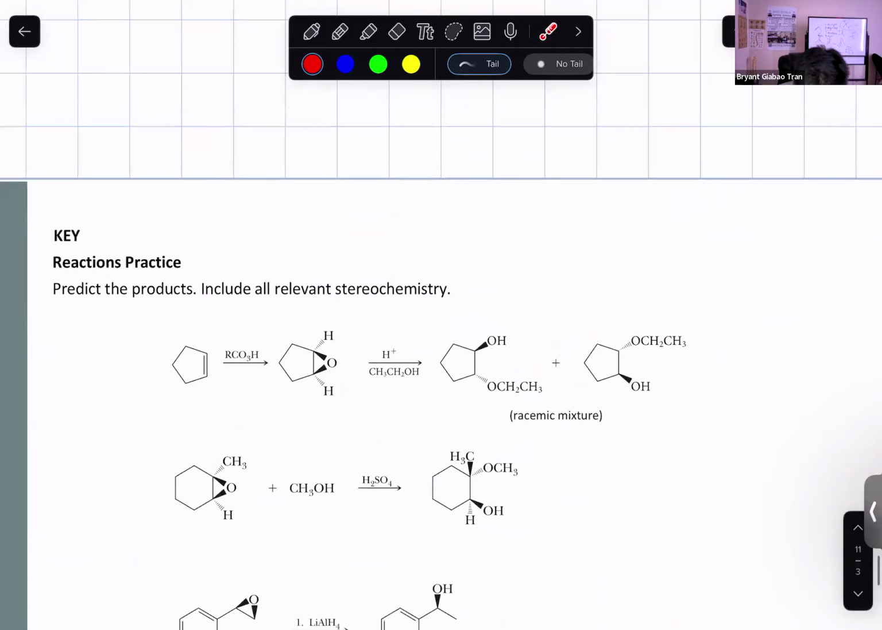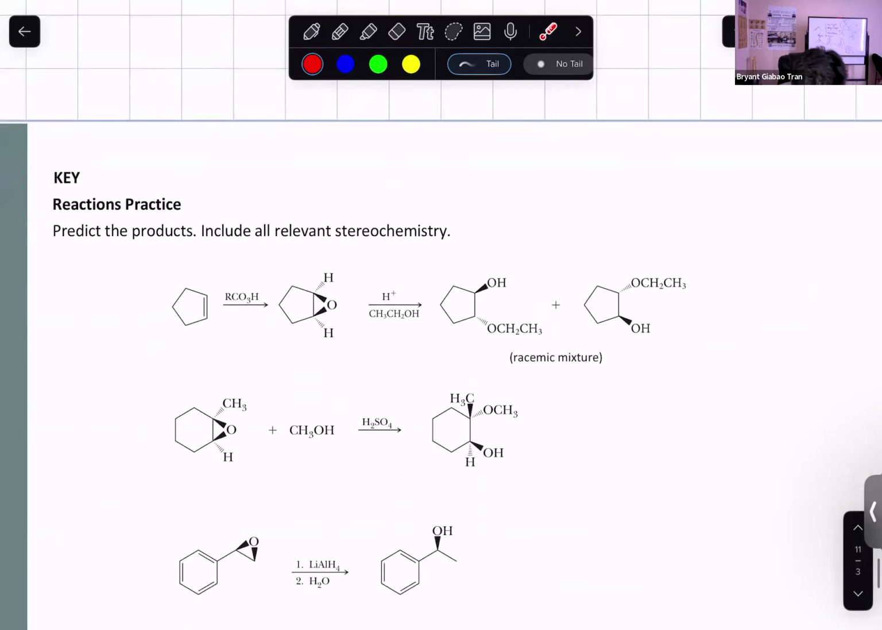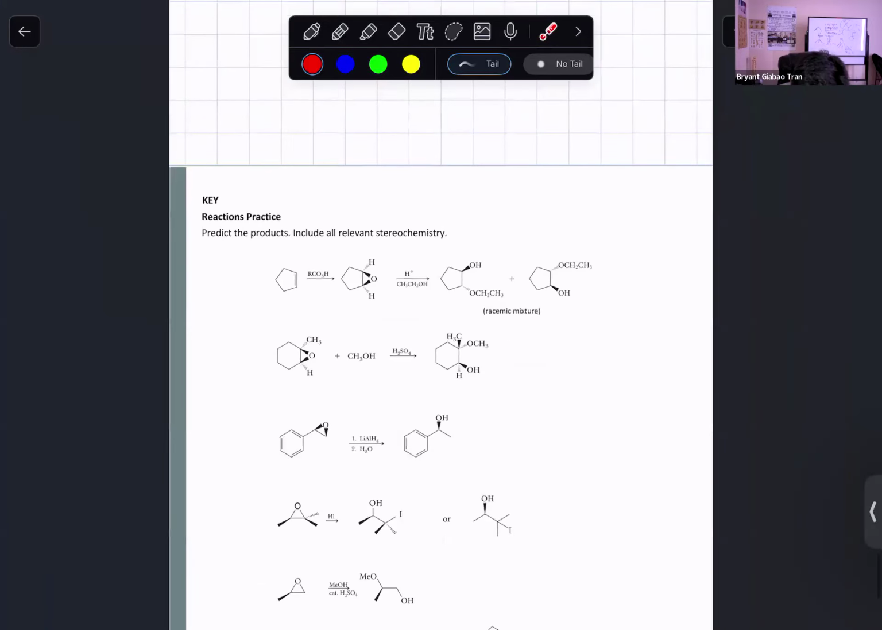So let's check the key here. Where is it? Right here. Let's see, mixture.